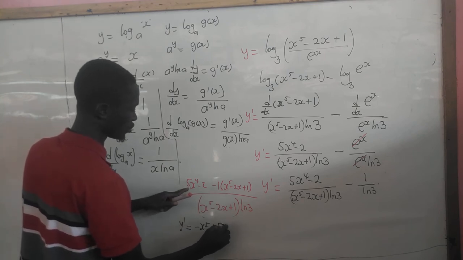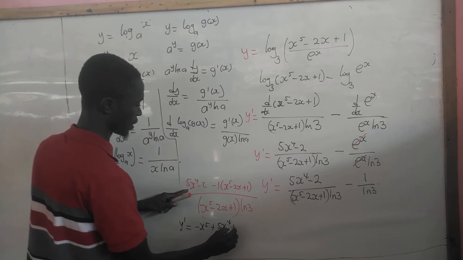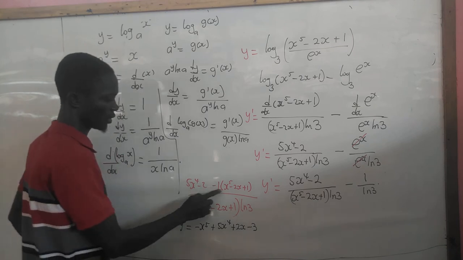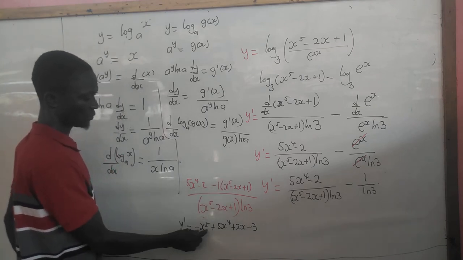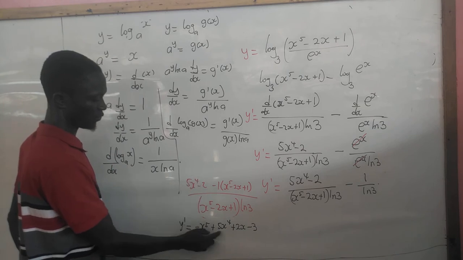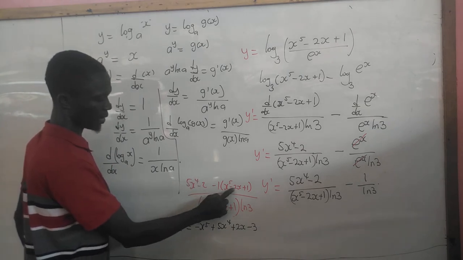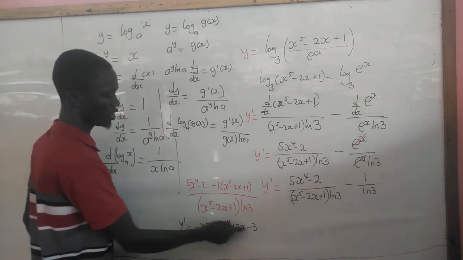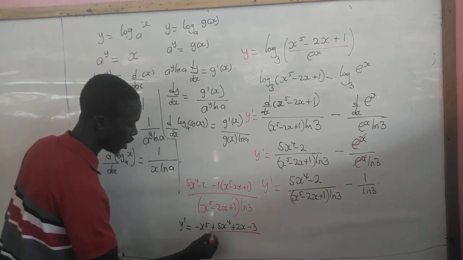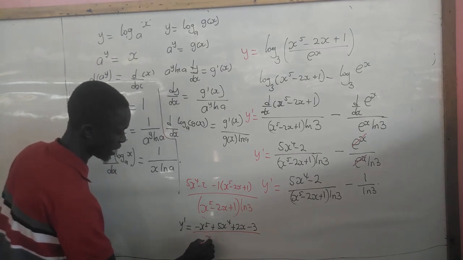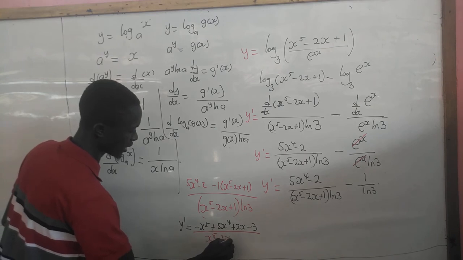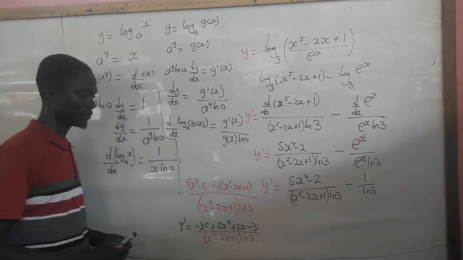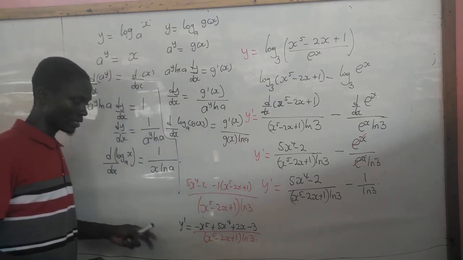Plus 5x to the power 4 plus 2x minus 3. Check it out. Minus times x to the power 5, we have this. Then this is 5x to the power 4. Minus times minus gives us positive. Minus times positive gives us minus. Minus 1, minus 2 gives us minus 3, all divided by x to the power 5 minus 2x plus 1 times the natural log of 3. Very simple as that, as the final answer.